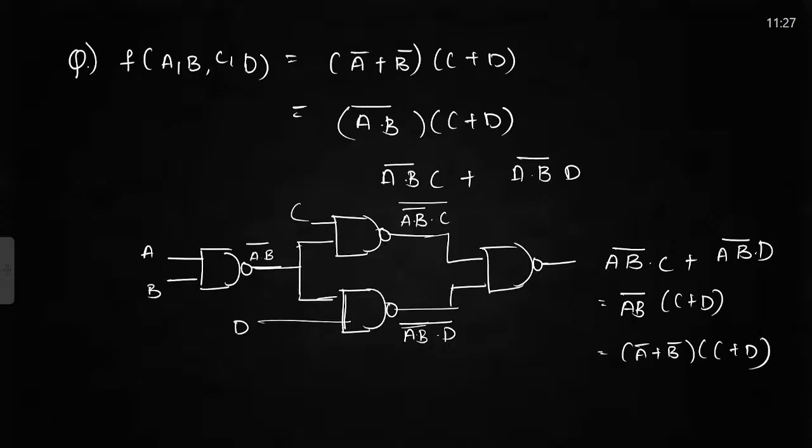C plus D. So here I am requiring how many? One for this one, and one for this, and one for this. So here 1, 2, 3. So total we are requiring 4 2-input gates here.